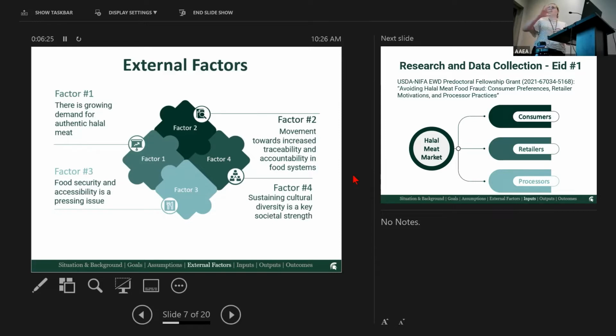Second, there's an overall movement in the food system towards increased traceability and accountability. So the certification and transparency is very related. Third, we have food security and accessibility being a pressing issue for many communities in the US and not just religious minorities. And then fourth, we know that sustaining cultural diversity is a key societal strength in the US. So being able to supply these products to a minority group is very useful.